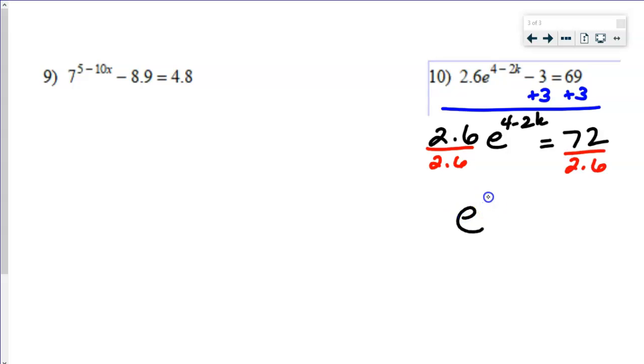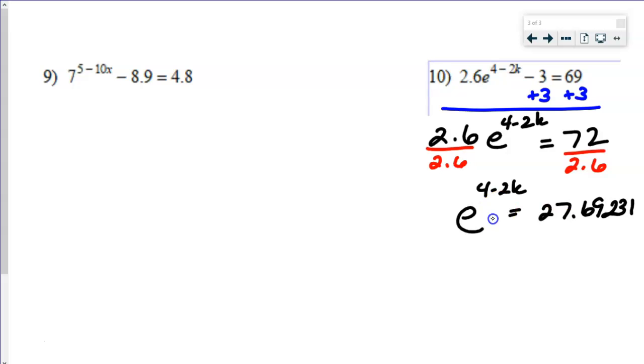So the left side is pretty, e to the 4 minus 2k. That's not too bad. The right side I'm going to need a calculator for: 72 divided by 2.6. Already it's gross. It's approximately 27.6923. I don't know how far I'm rounding, but for now I'm going to round to there.